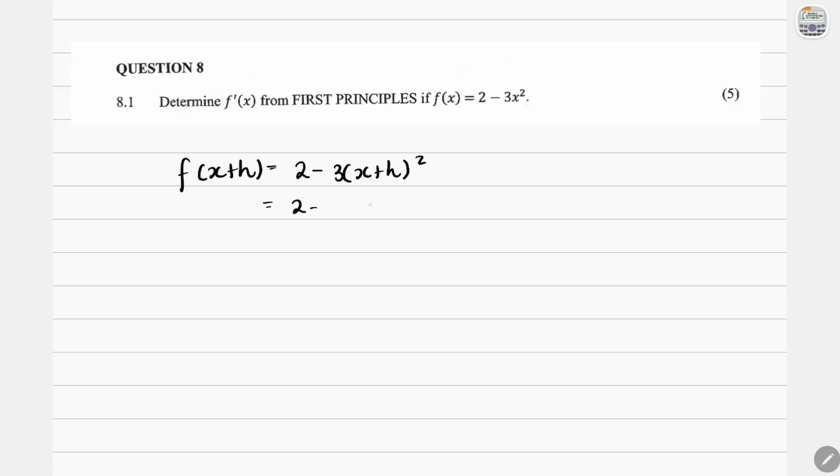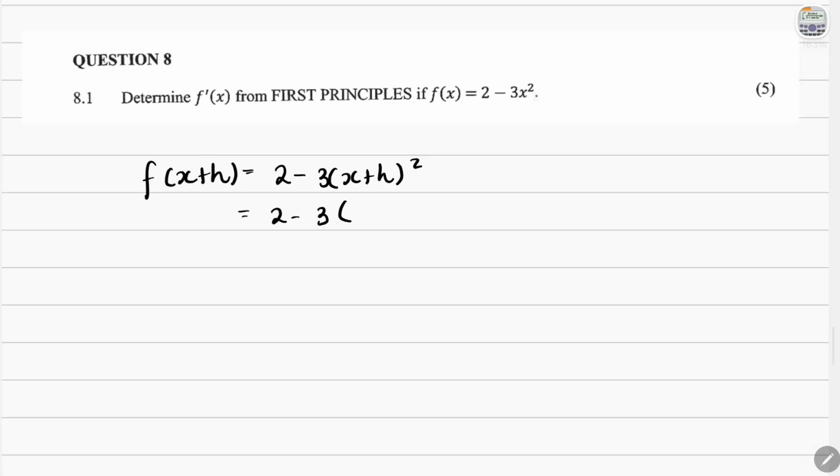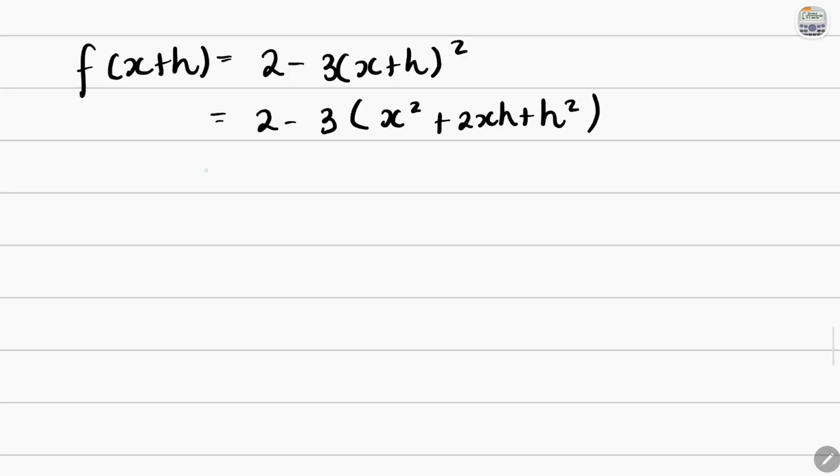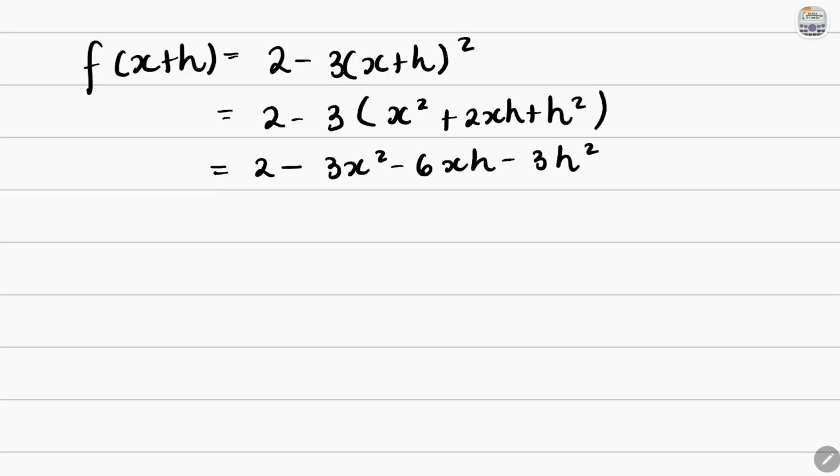And this is equal to 2 minus, now we need to distribute that first, so open a bracket, and we square the first term, that gives us x squared, square the last term, gives us positive h squared, and then first term times second term is xh, then we multiply that by 2 to give us 2xh. And now we can go ahead and distribute that negative 3 in. So 2 minus 3x squared minus 6xh minus 3h squared.